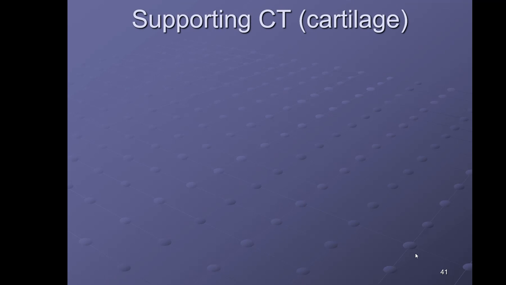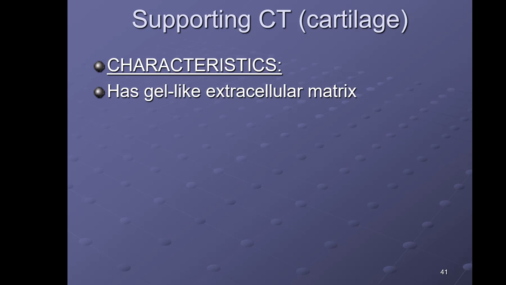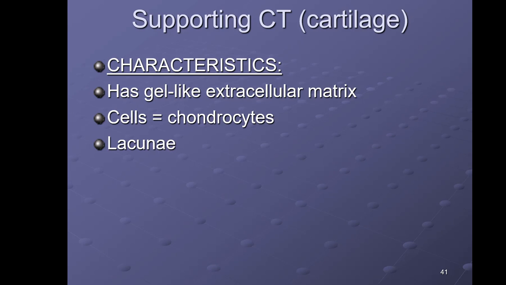So moving on to supporting connective tissue, we have cartilage. Cartilage is kind of its own animal. It has its own terminology. So I'm going to give you some basic characteristics before we name the different types. So it has a gel-like extracellular matrix. The cells have their own names. They're called chondrocytes. So cyte means cell, chondro means cartilage. The chondrocytes are going to lie in spaces called lacunae, kind of like little pockets where these cells live.